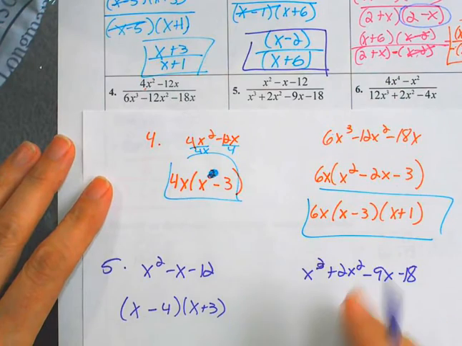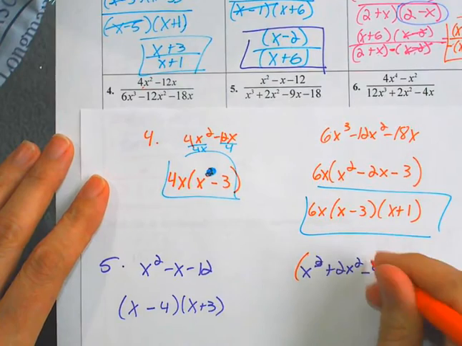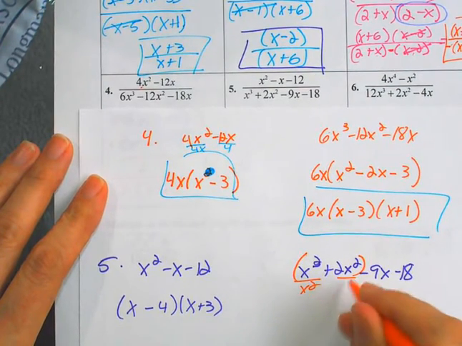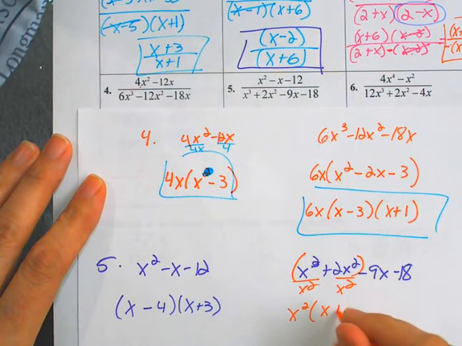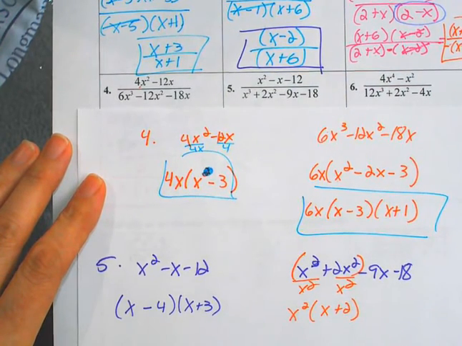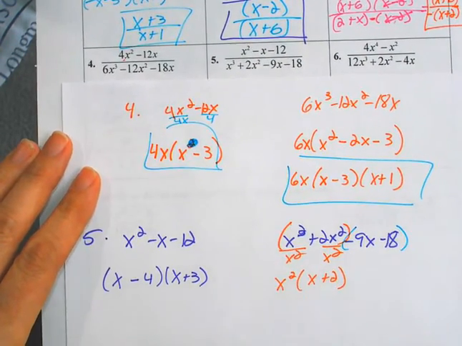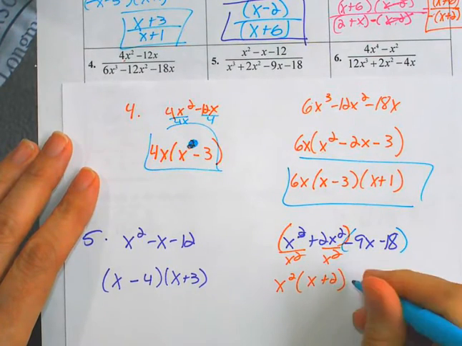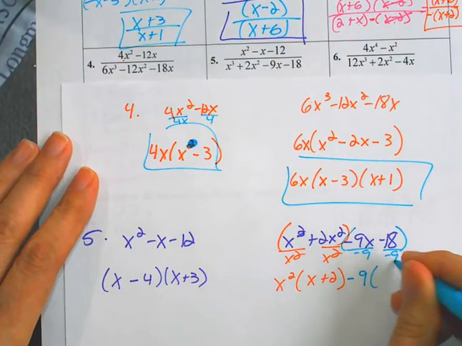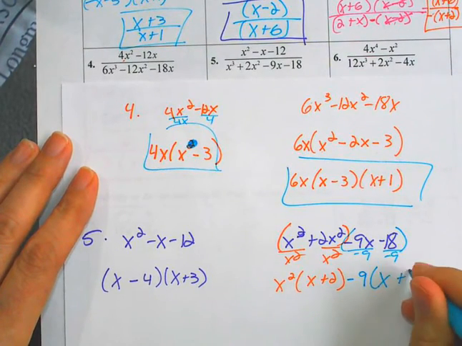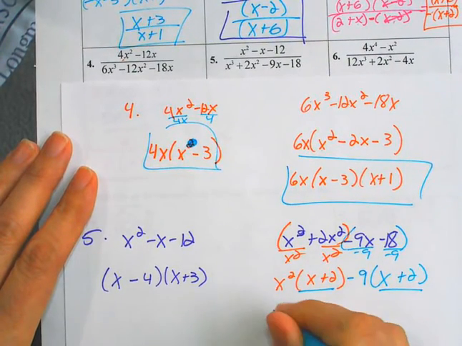Okay, that was x cubed. So what could I take out of the first two? I'm going to group these together. Take out an x squared. So that's going to leave me with x squared and then x plus 2. And I'm going to look to see what I could take out of the next two terms. It starts with a negative, so I know I'm going to have to take out that negative, and the greatest common factor is 9, so -9. That's going to leave me x plus 2. Notice I have x plus 2, x plus 2. So that's one of my terms.